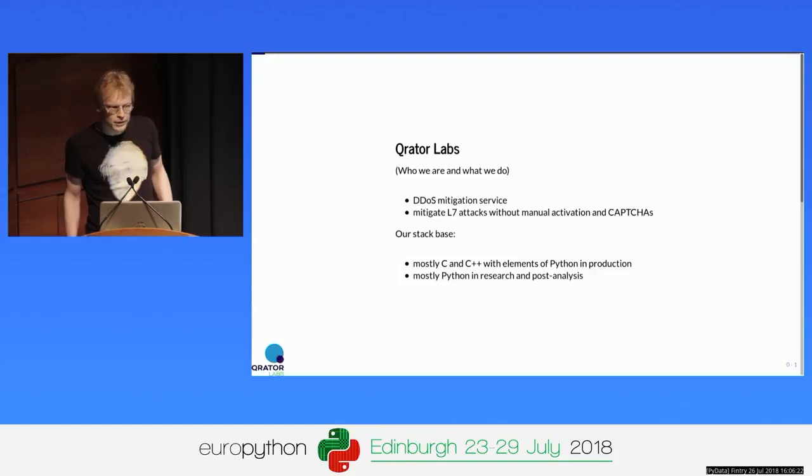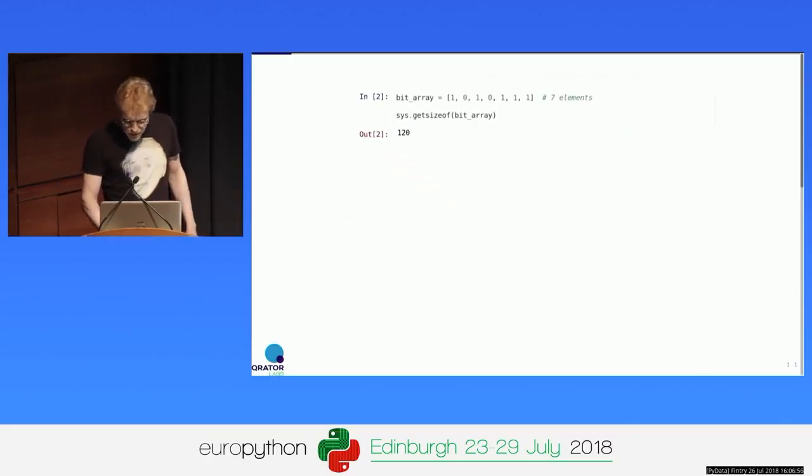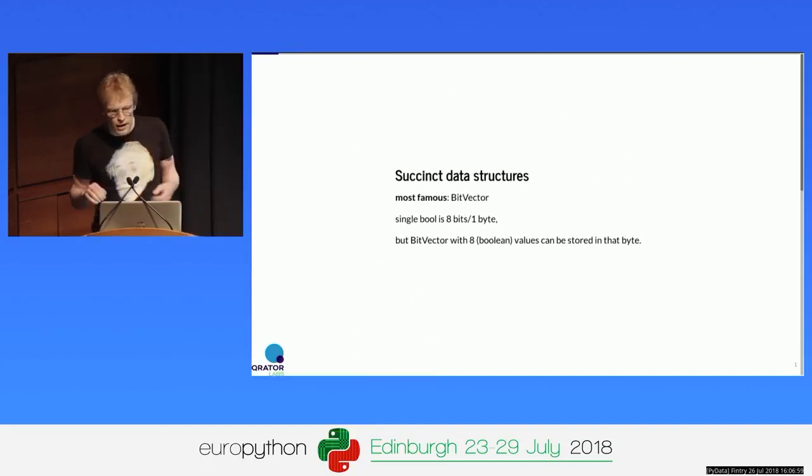I work for Curator Labs. It's a networking company famous for being able to mitigate denial of service attacks, distributed denial of service attacks, never showing the captchas. To do that, we have two layers of things going on. One is online streaming algorithms, filtering, and the second one, where I do my job, is processing data afterwards, experimenting, finding some patterns and so on to improve our filters. And I found that succinct data structures may be useful here.